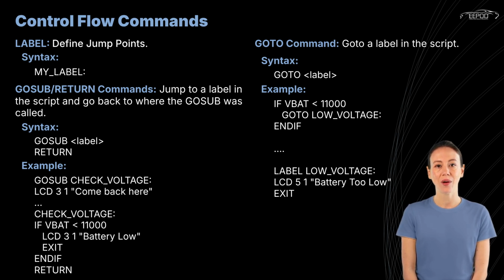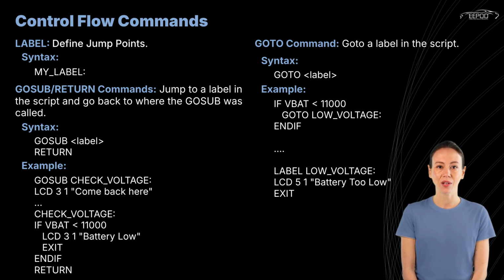Next are the gosub and return commands. Now, if you want to call a block of code and come back after it runs, that's where gosub comes in. Think of gosub as a function call. You go to the block, run it, and then come back to the next line after the call. Every gosub should eventually hit a return. Otherwise, the script will keep running past the subroutine. Return just tells FSCRIPT to go back to where the gosub was called and resume from the next line.